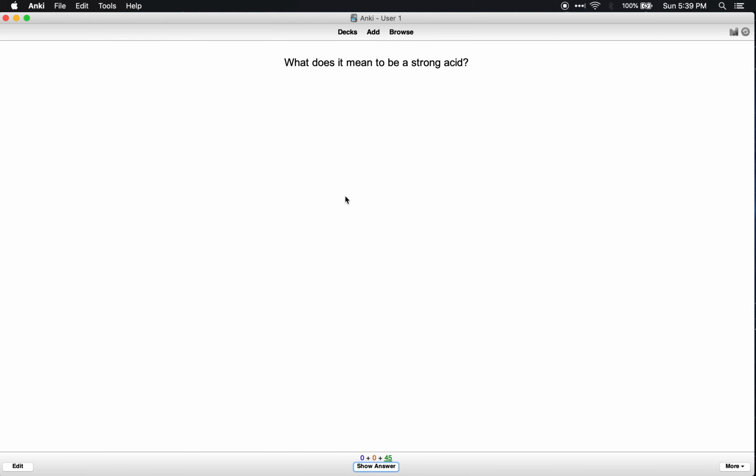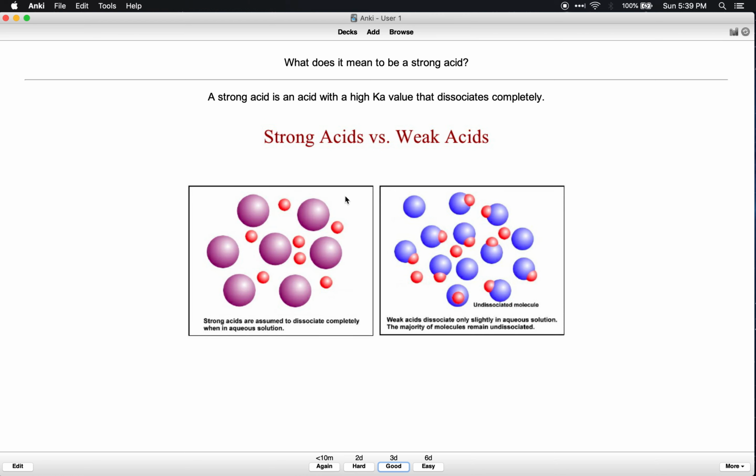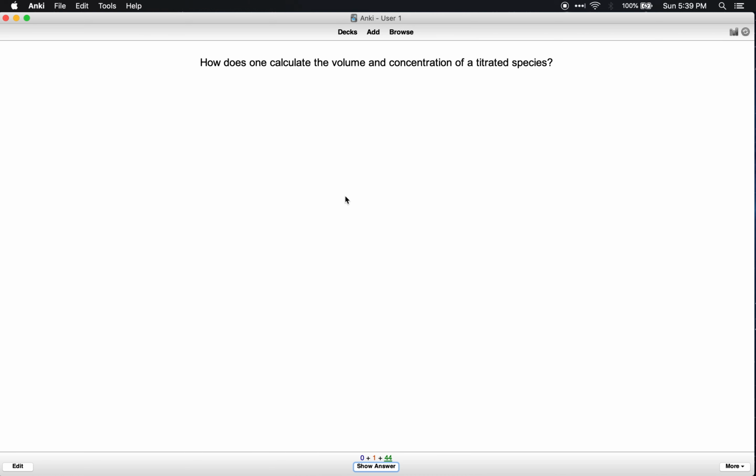What does it mean to be a strong acid? It means it really wants to donate its proton. It has a very strong, stable conjugate base. It has a high Ka value and dissociates completely.